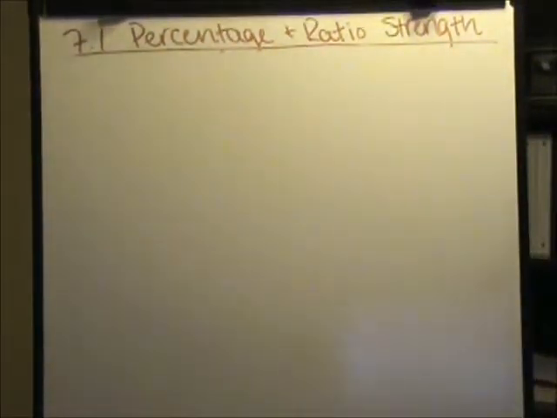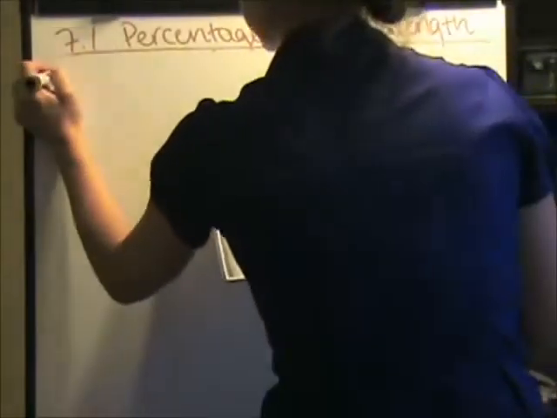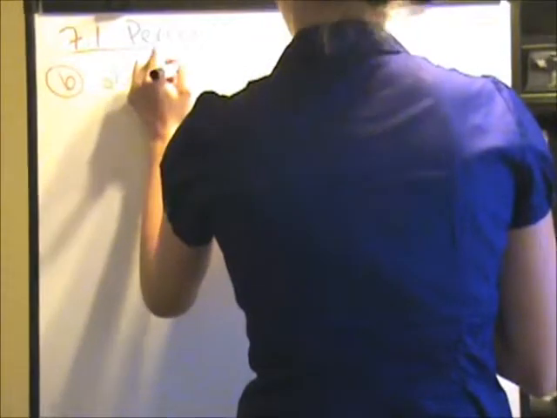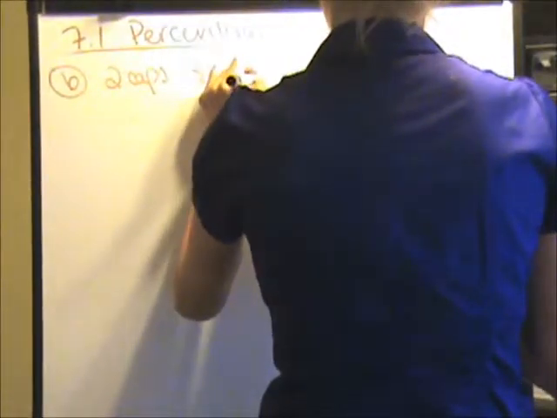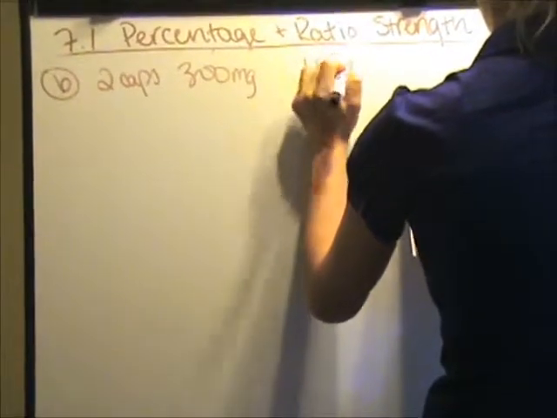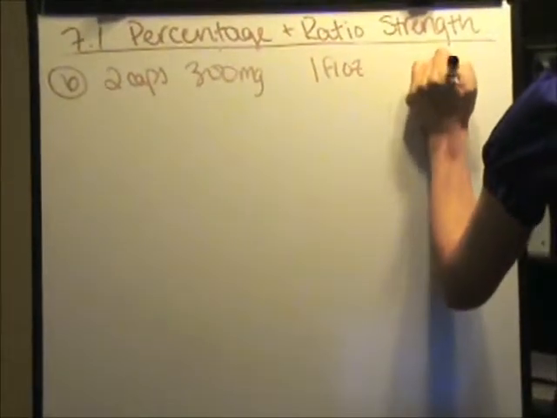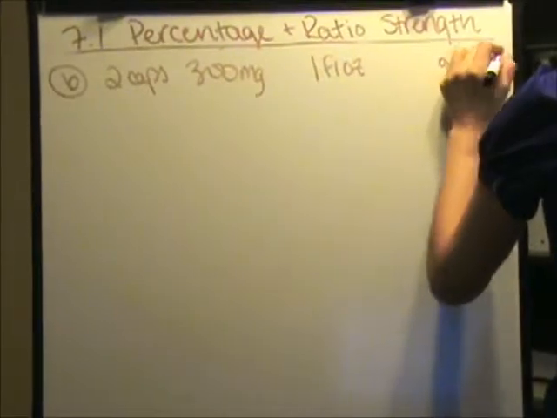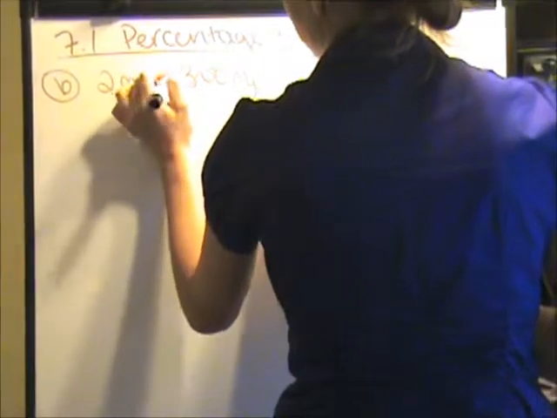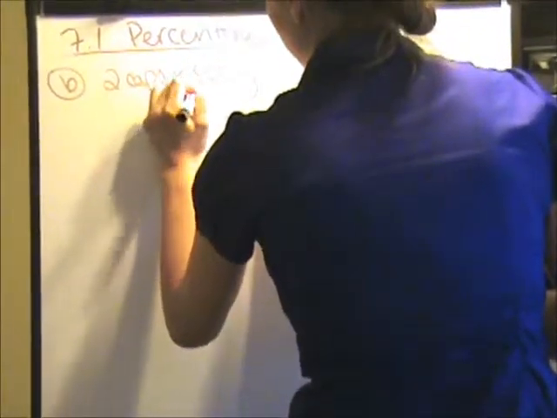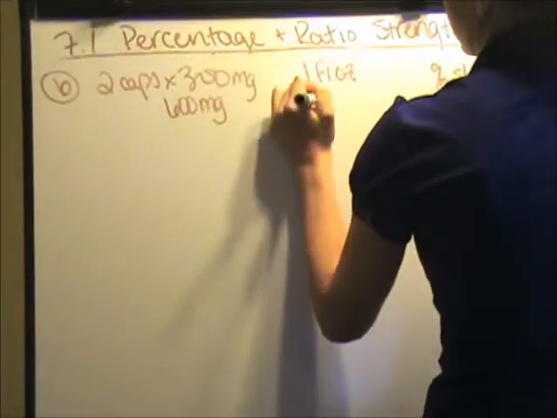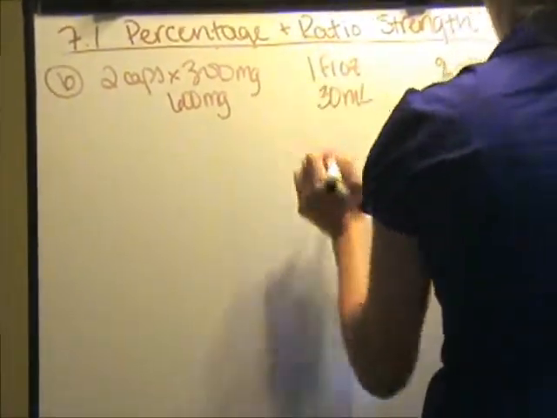Okay, let's look at number 6. A dose calls for 2 capsules of 300 milligram rifamycin to be given in 1 fluid ounce of cherry syrup. What is the percentage of strength? Okay, so first it's 2 capsules at 300 milligrams, so we're going to just multiply that. It's going to give us 600 milligrams. 1 fluid ounce, we want to convert that into milliliters. We know that's going to be 30 ml.